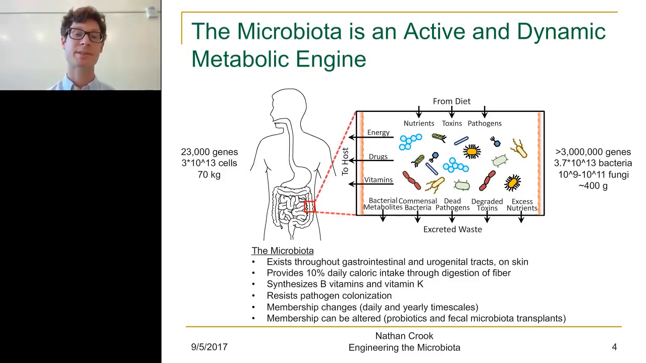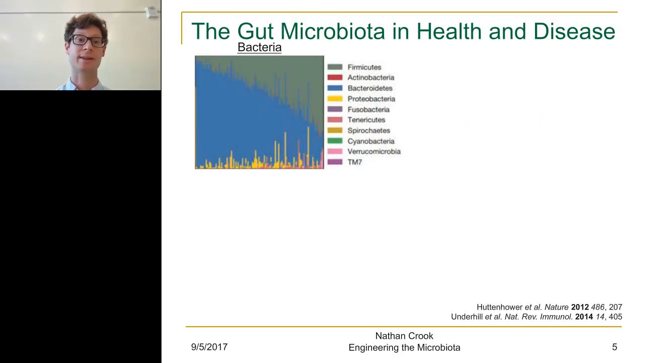Excitingly, the membership of this microbiome is dynamic. It can change over daily and almost yearly timescales as well. In addition to its natural variation, it can also be perturbed in a more directed way through probiotics and fecal microbiota transfers. So this dynamism is part of why I'm interested in it, because you can potentially engineer this microbial community. So what does this microbial community look like in healthy individuals?